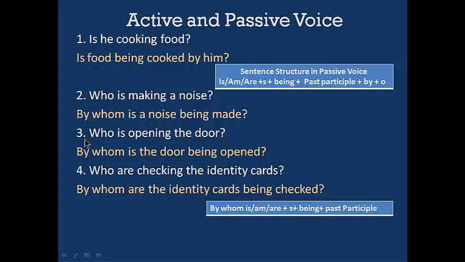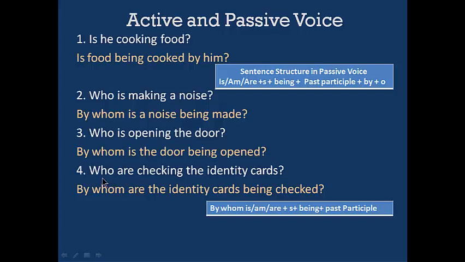Look at example number 3. Who is opening the door? By whom? Replacing who here, by whom. Who replaces by whom. And if we look at this example, the door is singular, so it should be preceded by is. By whom is the door being opened? By whom is the door being opened?